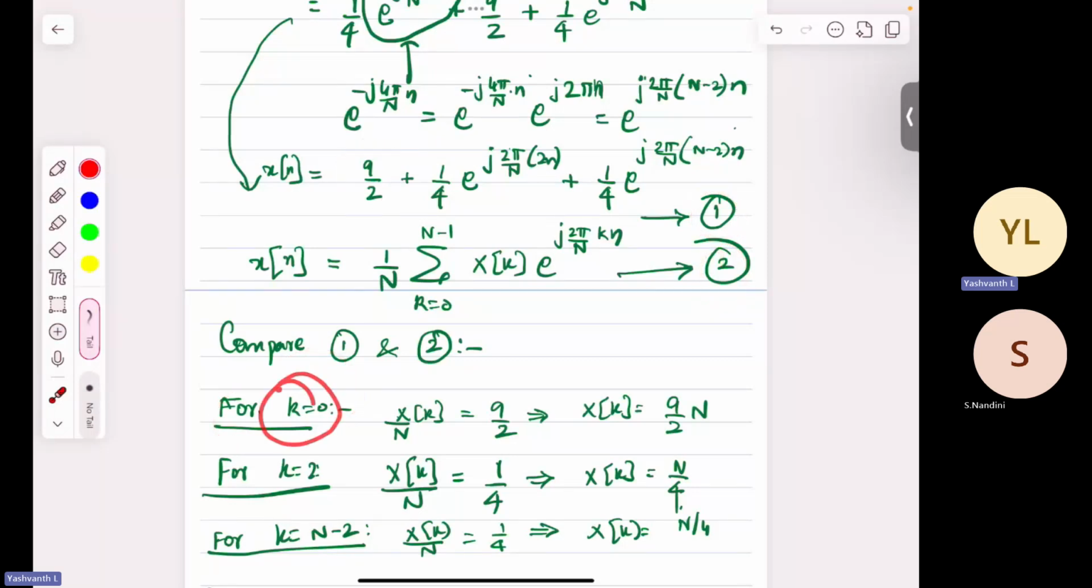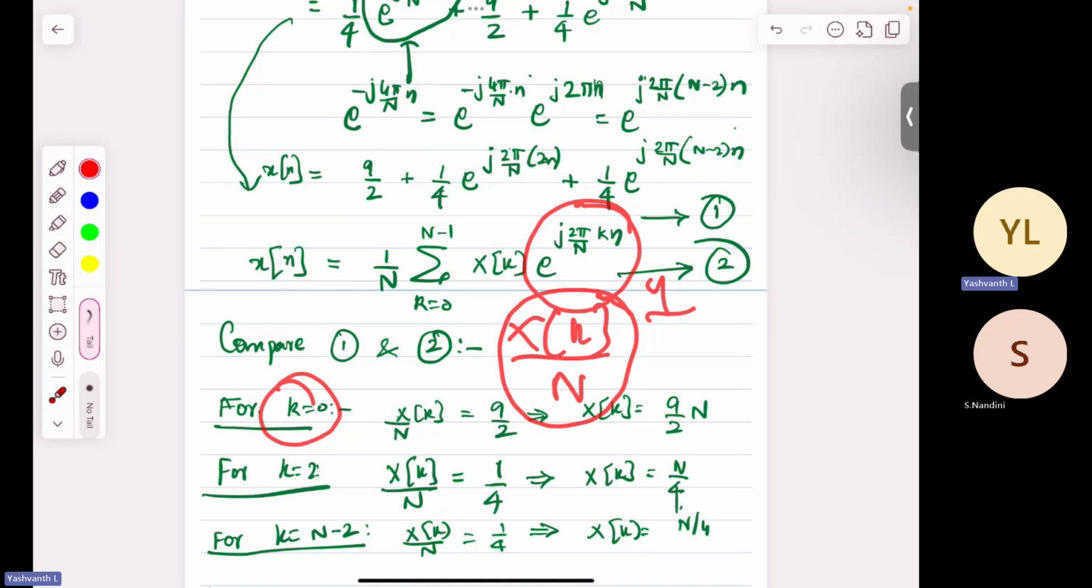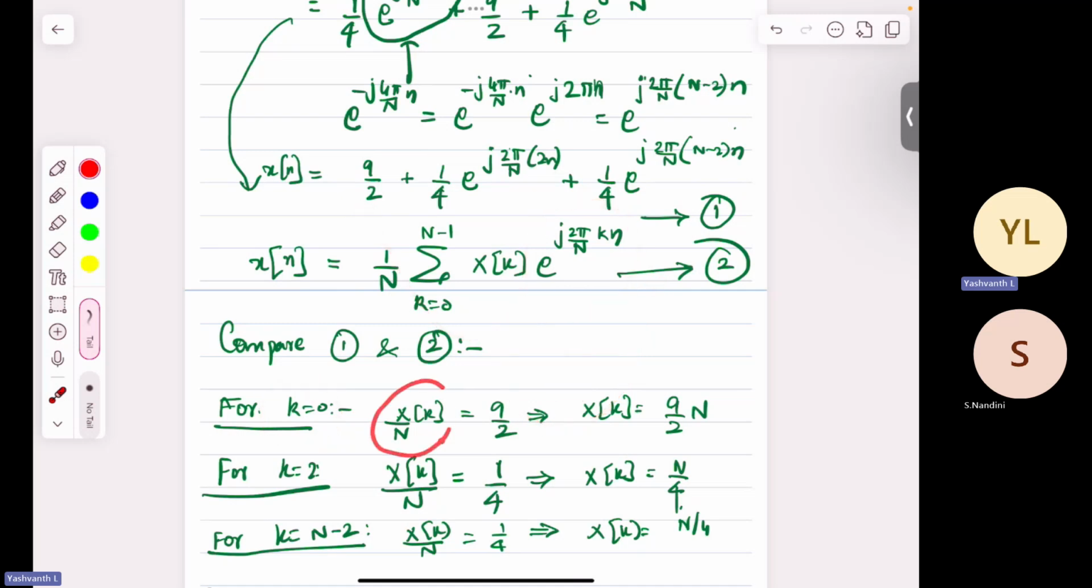At k equal to 0, this e power 0 will be equal to 1. Therefore, you will have X of k by capital N, that is independent of complex exponential. So that must be equal to the constant in equation 1. Therefore, X of k by capital N is equal to 9 by 2, or X of k is equal to 9 by 2 into capital N.